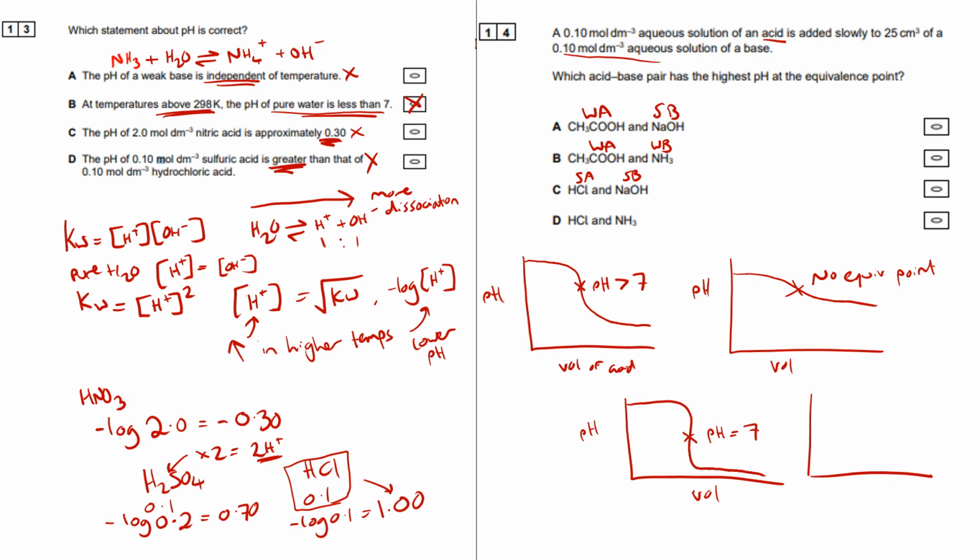And finally, for combination D, you have a strong acid and a weak base. So your equivalence point is going to be less than 7, probably around pH 5 or thereabouts. So which one will have the highest pH at the equivalence point? It is the combination of a weak acid and a strong base. A is correct.